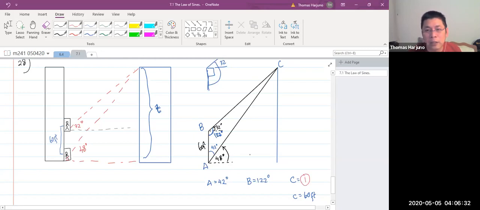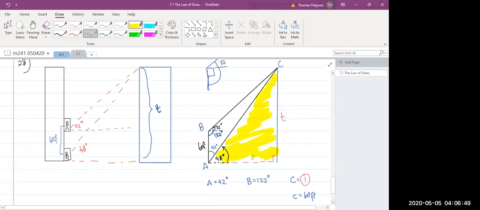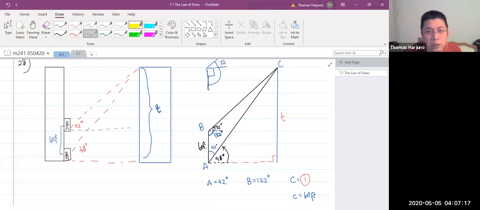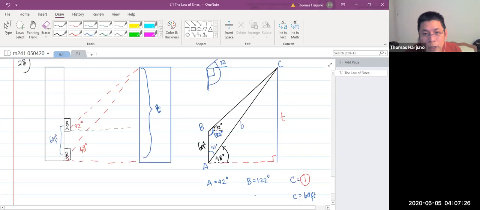Now after that, here's the plan. To find the height here, call this T, notice that I have a right triangle here. If I know this side, I can find that T. My question to you is, what do you call this side? Side B. So after you get angle C, get side B.